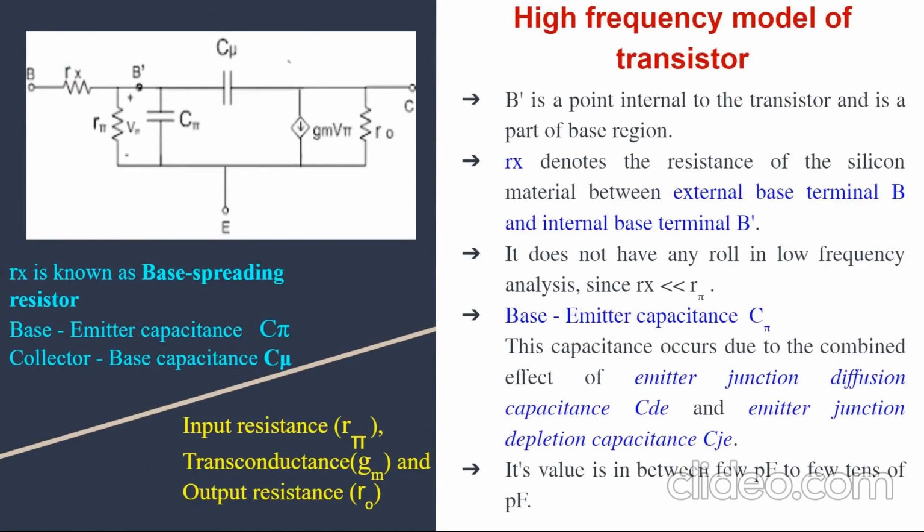Now let's see the explanation for the high frequency model of a transistor. This diagram represents the high frequency model where input resistance is represented by R pi, transconductance by Gm and output resistance by R naught. Transconductance is found by taking the ratio of output current to input voltage, that is IC by VBE, and the small signal input resistance between the base and emitter is denoted by R pi, which is equal to VBE by IB. And output resistance R naught is equal to VCE by IC.